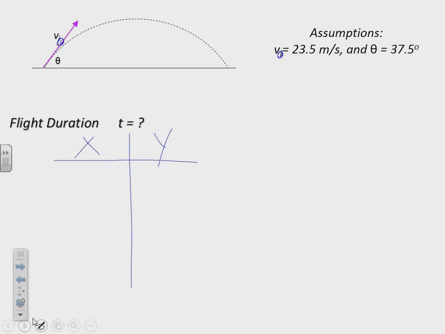Well, V naught is not in the X or the Y direction. However, these components, the initial Y and Vx, well, they are. So Vx, V naught Y, we need to be able to express the magnitude of those components in terms of this and this. V naught, Vx, V naught Y, drawn a little bit differently, all right? Here's theta. Well, this is going back to our vector component days.